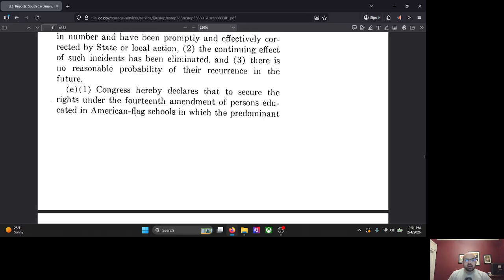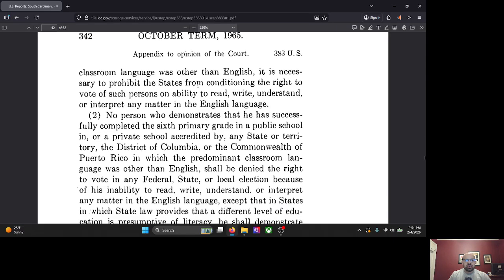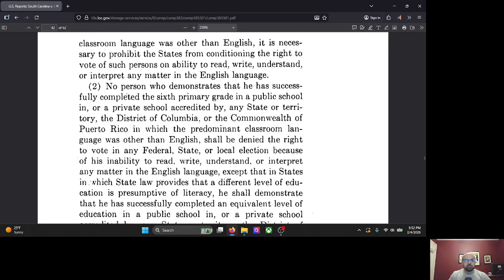(e)(1) Congress hereby declares that to secure the rights under the 14th Amendment of persons educated in American flag schools in which the predominant classroom language was other than English, it is necessary to prohibit the states from conditioning the right to vote of such persons on ability to read, write, understand, or interpret any matter in the English language.